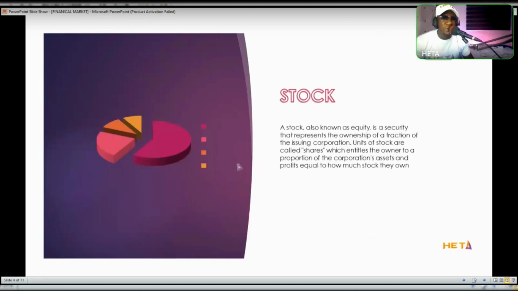What is a stock? A stock is also known as equity. It's a security that represents ownership of a fraction of the issuing corporation. Units of stock are called shares, which entitle the owner to a proportion of the corporation's assets and profits equal to how much stock they own. Like I said, I'm not going to talk so much about these other smaller marketplaces because our focus is just the forex market. But if you want to know about the other markets, you can do your own research. So that's that for stock.